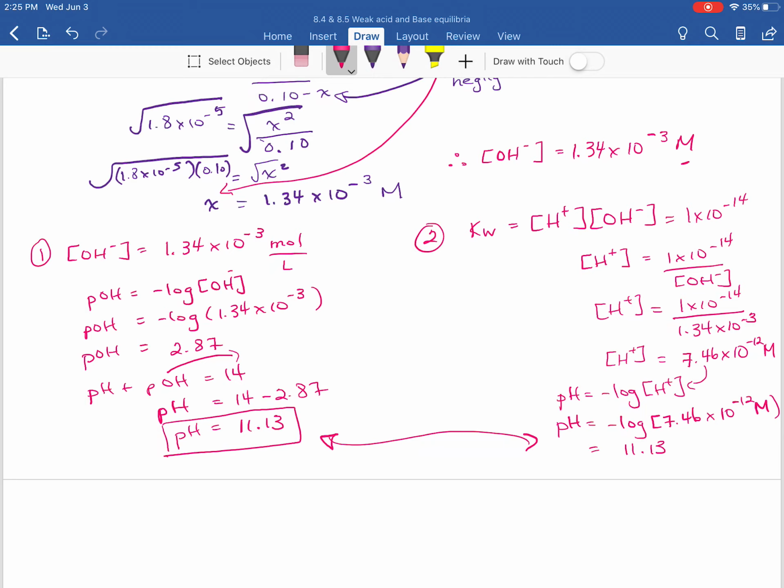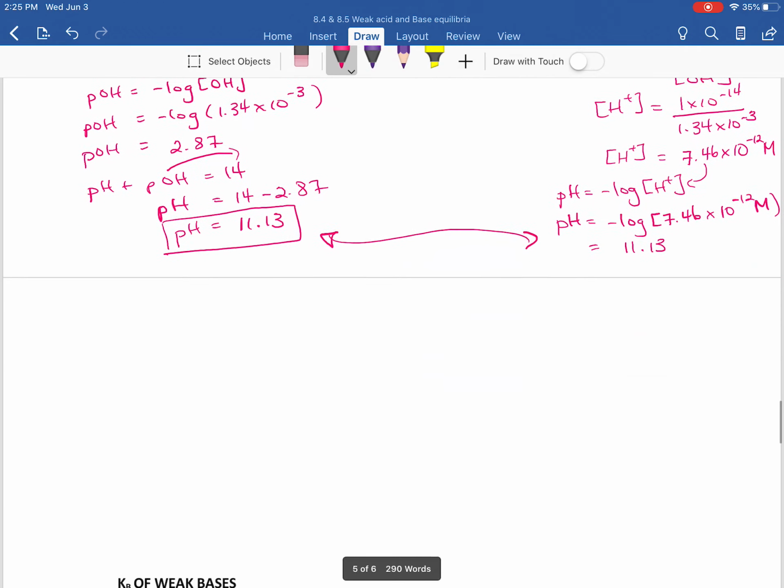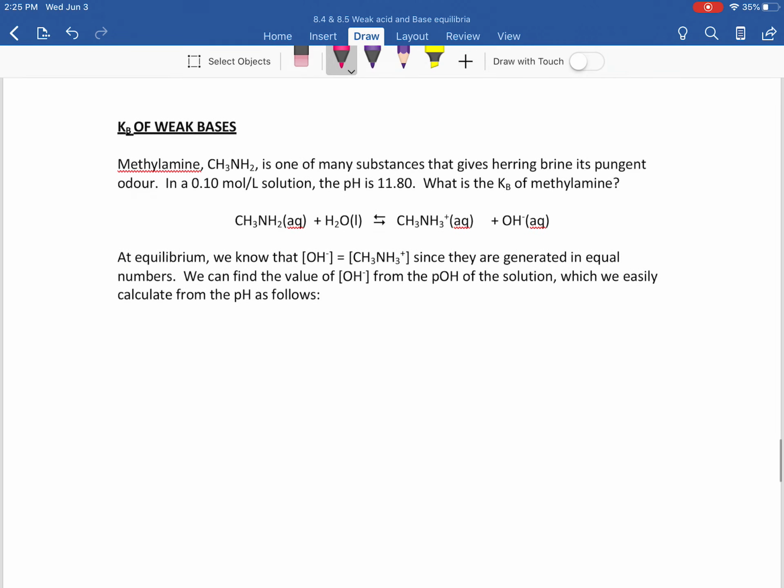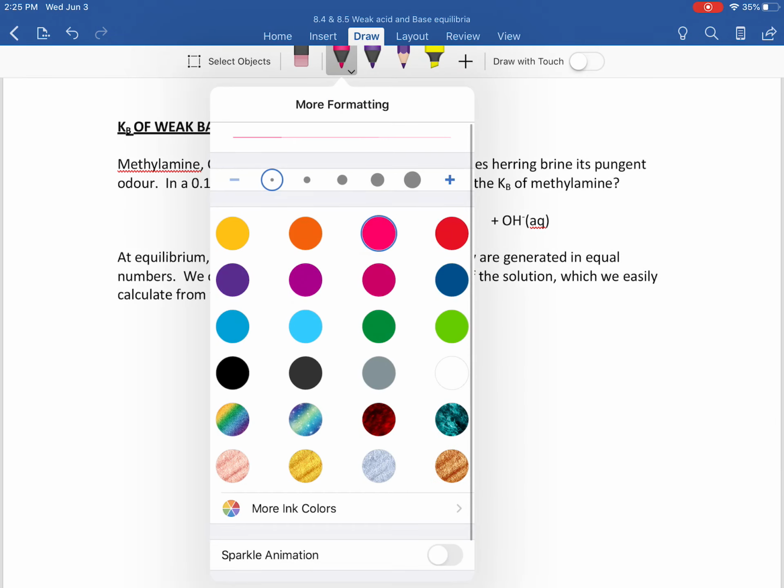So now one last question for this lesson. The last question, ooh, where did it go? Oh, that's fun formatting there. Okay, so let's take a look. I'm going to go back to purple.